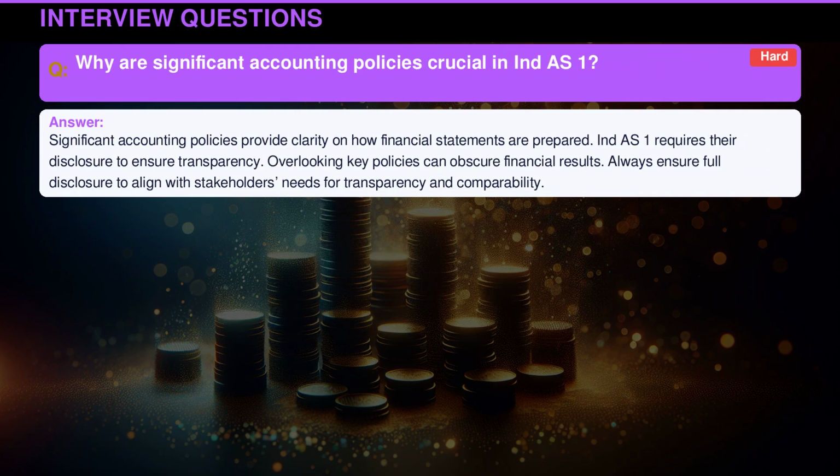Significant accounting policies provide clarity on how financial statements are prepared. Indian Accounting Standard 1 requires their disclosure to ensure transparency. Overlooking key policies can obscure financial results. Always ensure full disclosure to align with stakeholders' needs for transparency and comparability.